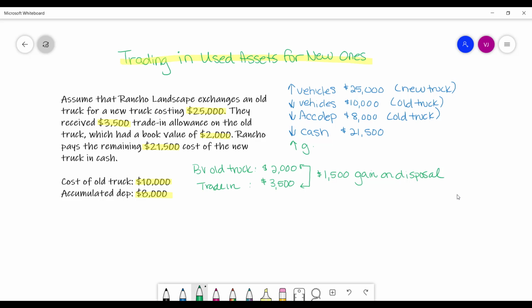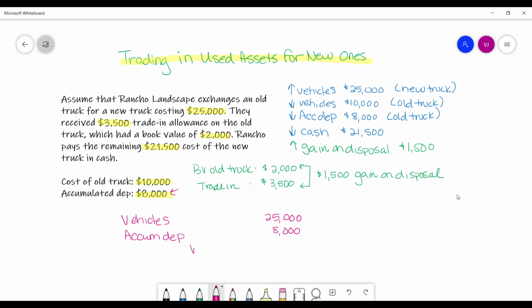So we have this gain on disposal account that would have to go up by $1,500 here. So to journalize this, we are first going to debit the vehicles account for $25,000 for this new truck we bought. But we're also going to have to debit accumulated depreciation for the old truck, since when you remove an asset, you not only remove the asset, but also its accumulated depreciation. And the accumulated depreciation was $8,000 when they got rid of the truck. So we're going to debit accumulated depreciation, or remove that accumulated depreciation off the books.